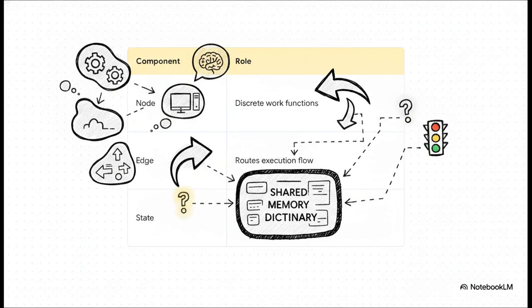First up, nodes. These are just Python functions doing the actual discrete work, like calling the LLM or executing a tool. Second, edges. Think of these as your traffic cops, routing the execution flow normally or conditionally. And finally, the star of the show, state. This is a typed dictionary holding all that shared memory that gets passed around, read by, and updated by every single node in the graph.